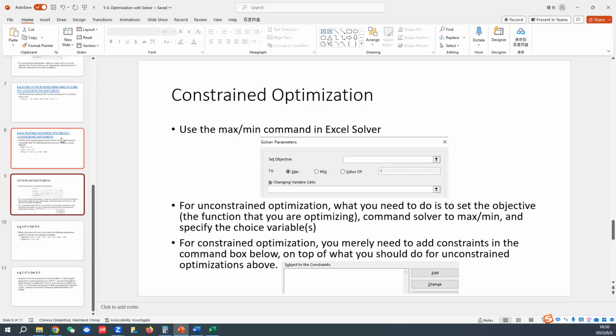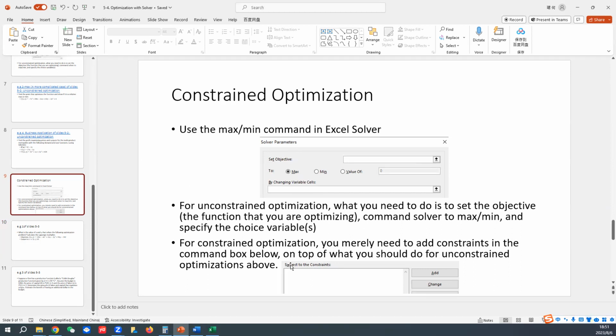So now we are moving on to constraint optimization. The general idea is exactly the same as the previously studied unconstrained optimization on Excel solver. You're still going to have the objective function determine max or min according to the question and context, specifying the choice variable or the independent variable that you are to solve. The only difference is you are to add the constraint.